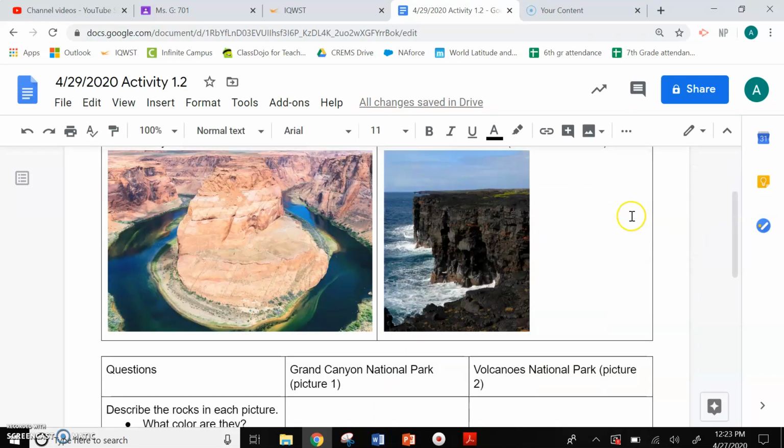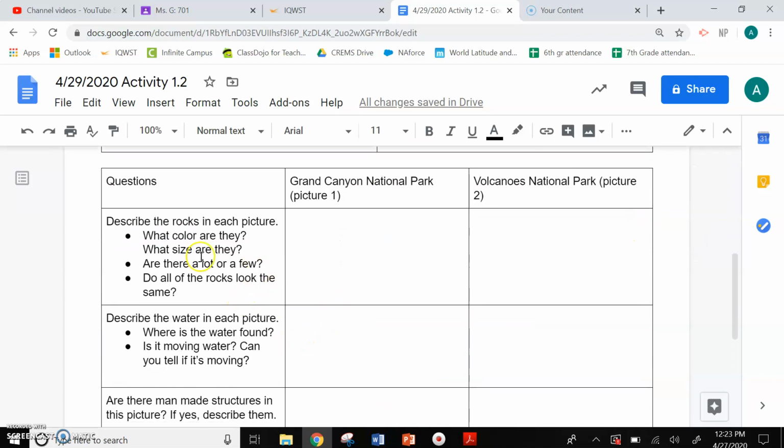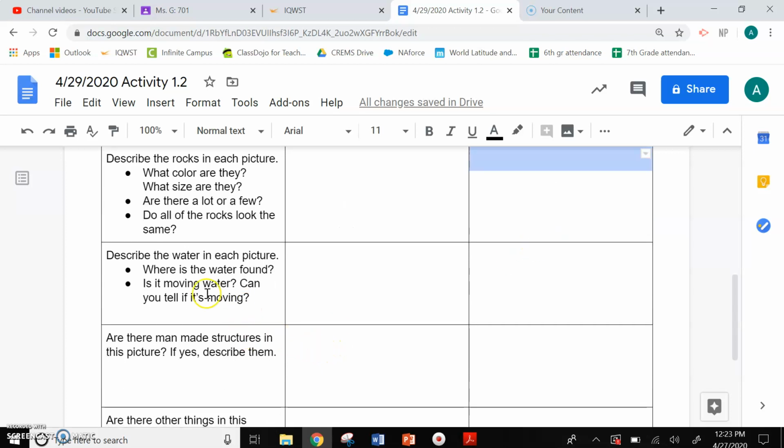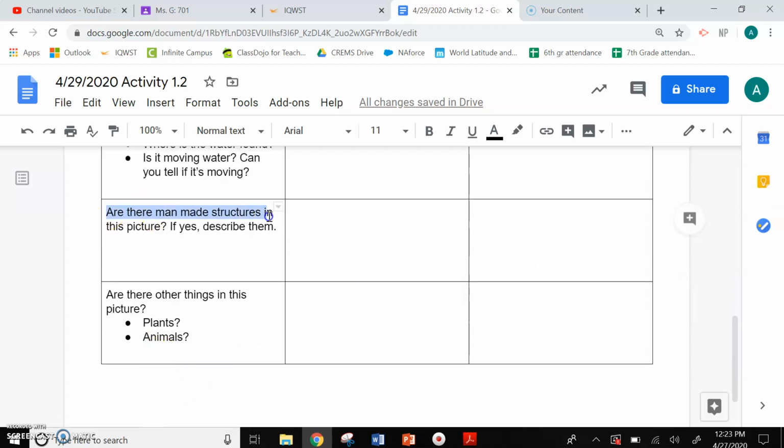Okay, so let's go ahead and look down at the chart so we can get a sense of what we need to answer. It says that we need to describe the rocks in each picture for Grand Canyon and for volcanoes. We need to describe the water in each picture for both. We need to say, are there any man-made structures in the picture? And we need to say, are there other things in the picture, such as plants or animals?